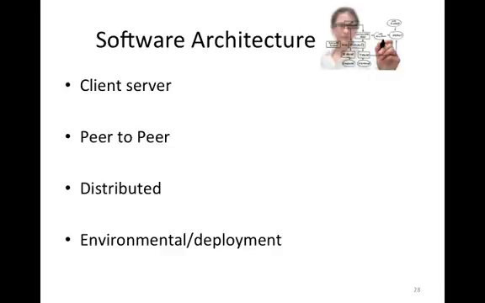But we're going to spend most of our time talking about software architecture, first of all, because we're doing software design. We're designing a system that will be implemented as software. And so how do we decide which ones of these works really well for our system? We're going to talk about client server, peer-to-peer, distributed, and then a deployment architecture.